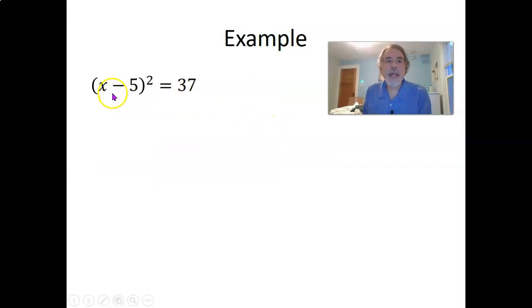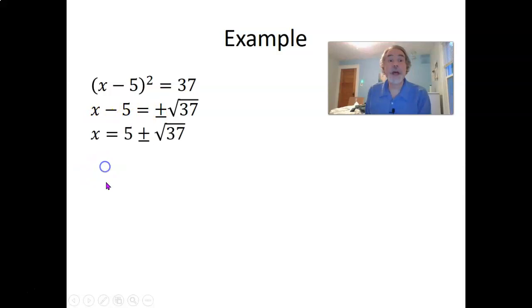And how about this one? x minus 5 squared equals 37. So x minus 5 would equal plus or minus the square root of 37. And since 37 is not a perfect square, if we want an exact answer, we just have to leave it like that. And then to finish solving for x, add plus 5 to both sides, and we can say x is 5 plus or minus the square root of 37.